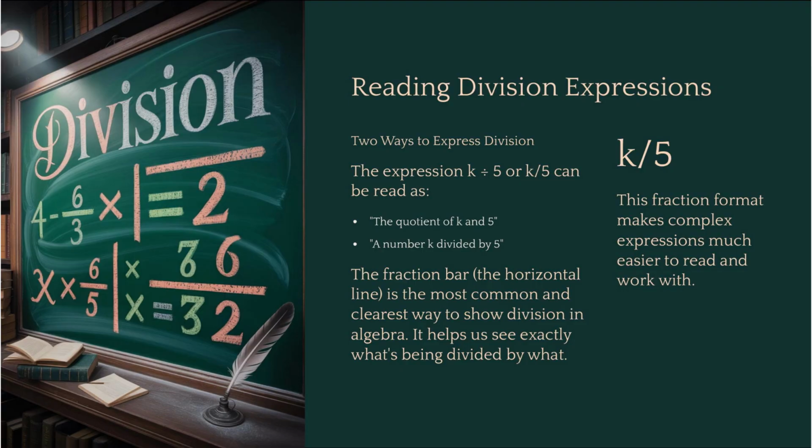Division is best represented using a fraction bar in algebra. If you read the quotient of k and 5, or a number k divided by 5, you write the k on top of the 5 as the fraction k over 5. Just like in a fraction, the number on the top is the one being divided. The fraction bar also acts like a grouping symbol, which can be important when using the order of operations.